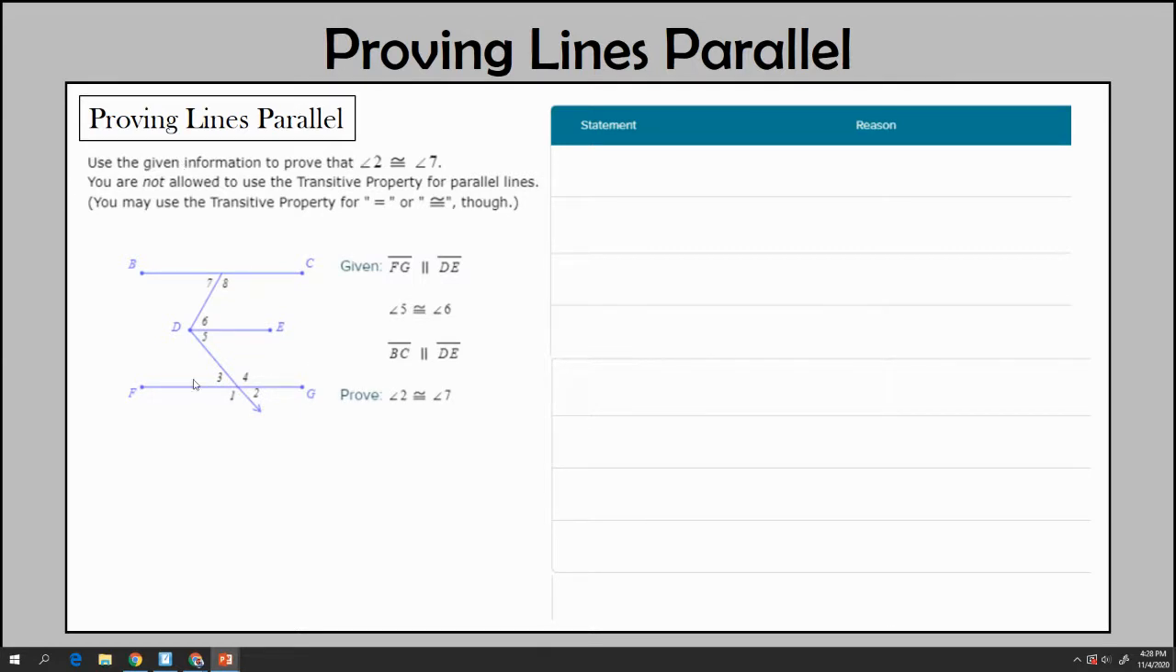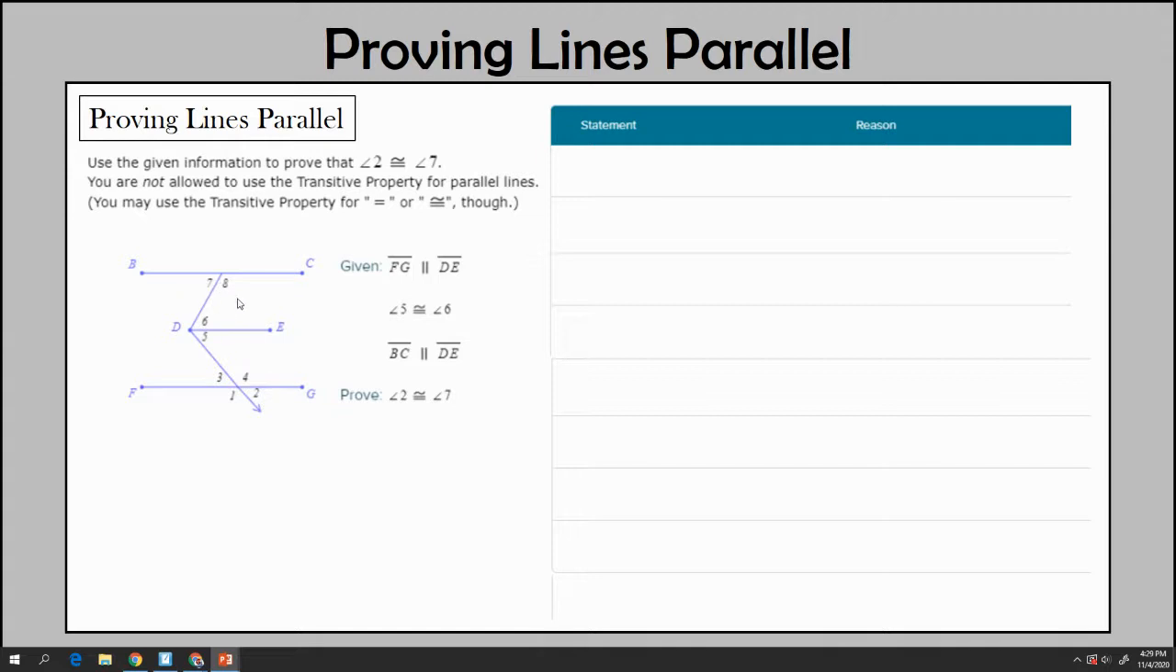All right, so we're trying to prove this angle down here is congruent to angle 7 up here. Okay, we're told FG is parallel to DE. So FG, this line segment, is parallel to DE. And we're told angle 5 and angle 6 are congruent. And we're told BC and DE are parallel. That's a given. We're trying to prove 2 and 7.